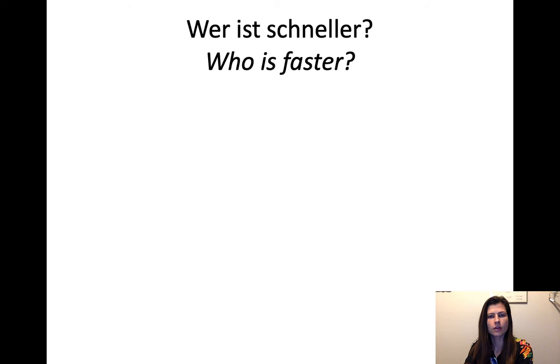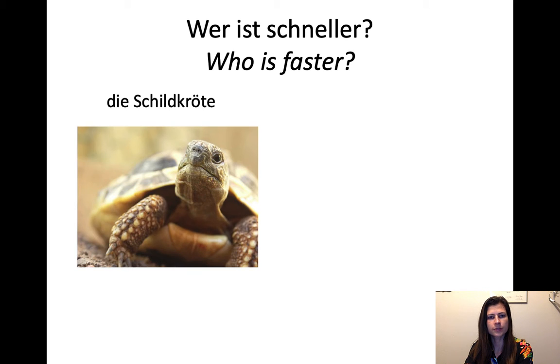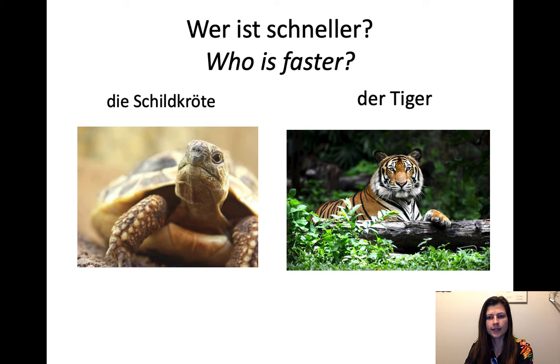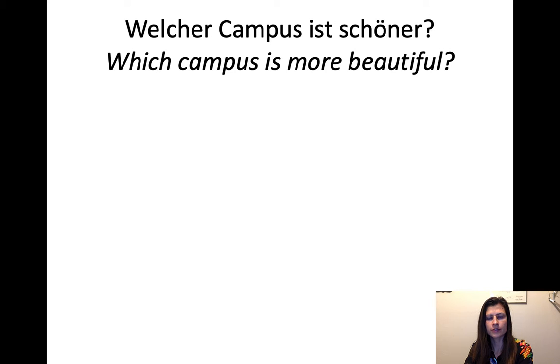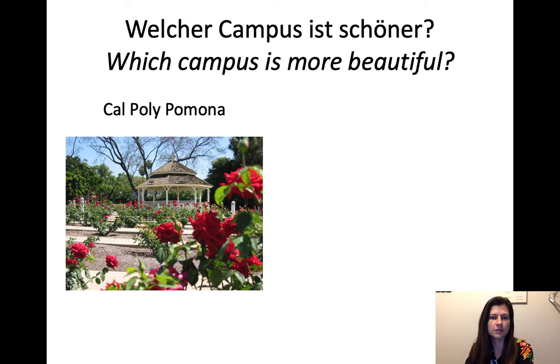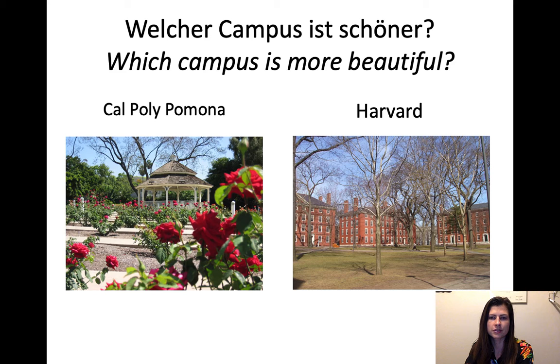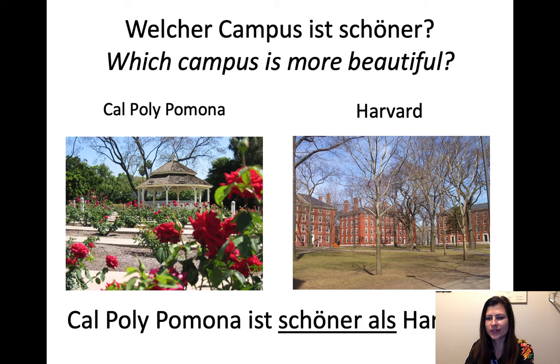So, wer ist schneller? Who is faster? Die Schildkröte oder der Tiger? So, der Tiger ist schneller als die Schildkröte. Schneller. So, fast is schnell, and then faster, schneller. Welcher Campus ist schöner? Which campus is more beautiful? Cal Poly Pomona, it's pretty beautiful. What about Harvard? I may have chosen these photos to lead you to a certain answer. Cal Poly Pomona ist schöner als Harvard. Yeah, Harvard is also beautiful. But for the moment, we're going to say Cal Poly Pomona is more beautiful than Harvard. So more beautiful, schöner, and then als is than.